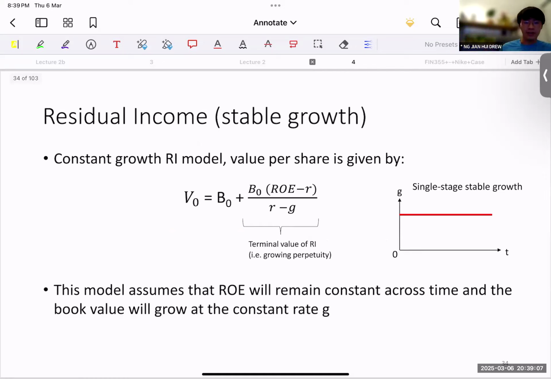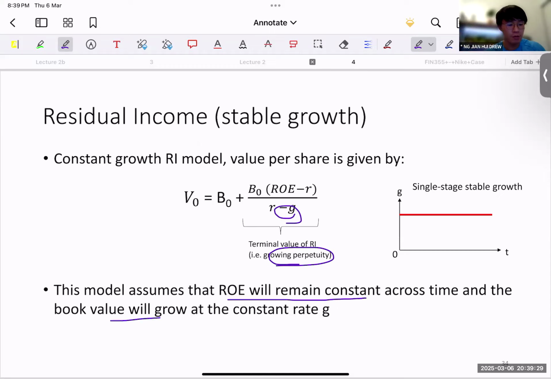So let's look at this residual income model here and stable growth. For stable growth, we will use the growing perpetuity. Notice that it's very similar to what we have seen, just that you have a G here because we are treating it as a growing perpetuity. ROE remains constant over time, and book value grows at a constant rate of G.